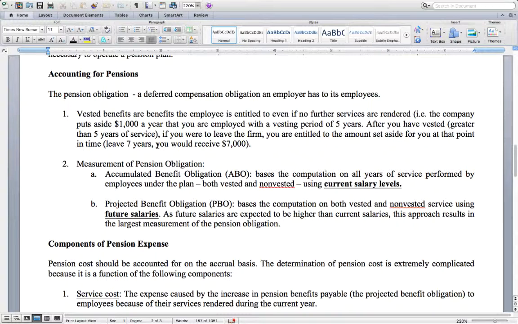Next, I'd like to briefly talk about the measurement of the pension obligation. These are the two ways in which a company can calculate the pension liability. First is the accumulated benefit obligation, or the ABO. The key thing to note here is that it uses current salary levels of its employees to determine the benefit or the obligation they owe to the pension. And then under B, the projected benefit obligation, the key note here is that it uses future salaries to determine this calculation. That is a key distinction to note. One thing to note about the PBO is that since future salaries are expected to be higher than current salaries, this approach results in the largest measurement of the pension obligation.